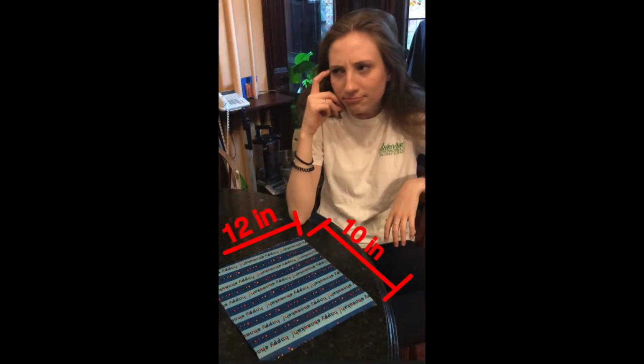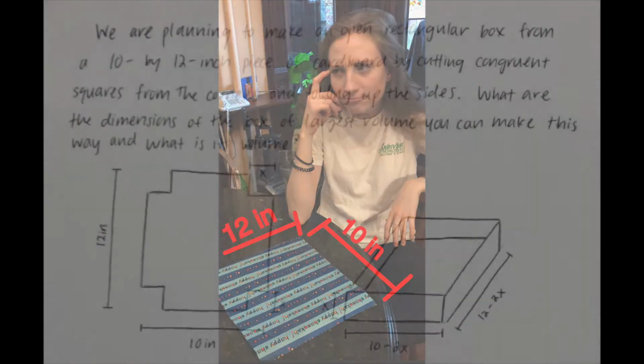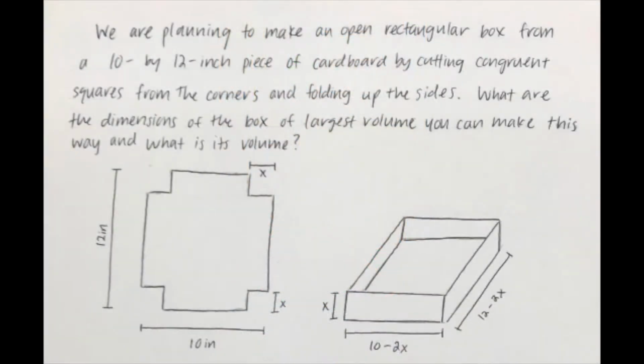Next, it was time to make a box. Emma had a sheet of paper but did not know what to do next. These were the dimensions of the paper. We decided to make the box by cutting congruent squares from the corners and folding the sides up. What are the dimensions of the box of the largest volume we can make this way, and what is that volume?